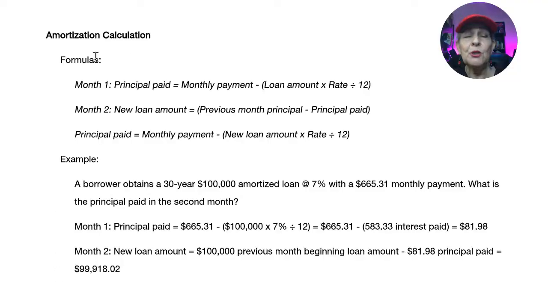So an amortization schedule that is given to owners that get a loan provides this every single month. How much principal was paid, how much interest, and what is the new loan amount. They keep deducting that, and they show it for every single month, 12 months a year for 30 years. However, we can also calculate it.